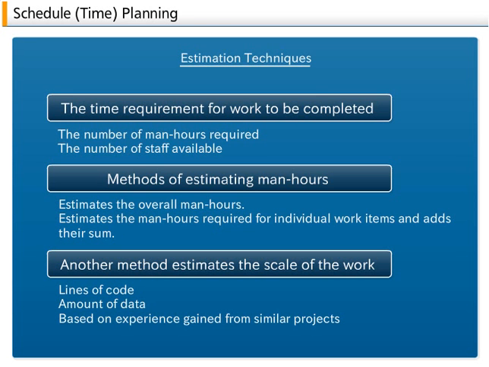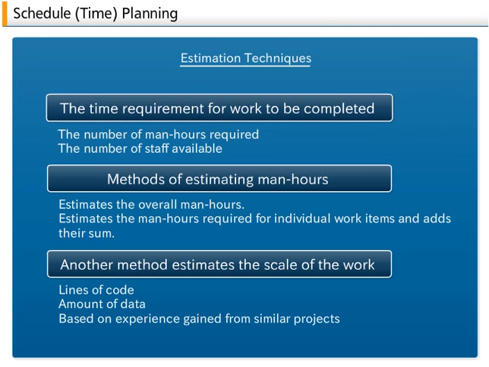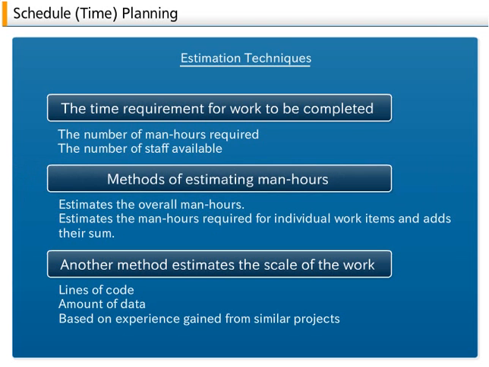Estimation techniques. The basis behind estimating the time requirement for work to be completed is a correlation between the number of man-hours required and the number of staff available for the task. There are two methods of estimating man-hours required for a work item. One method estimates the overall man-hours and the other estimates the man-hours required for individual work items and adds their sum to calculate the overall man-hours required.